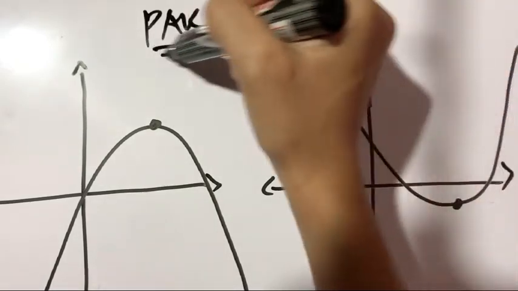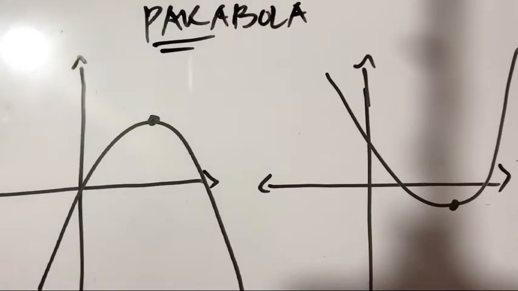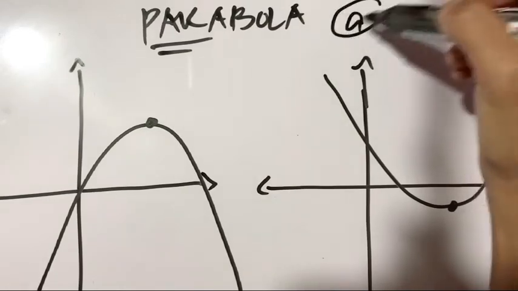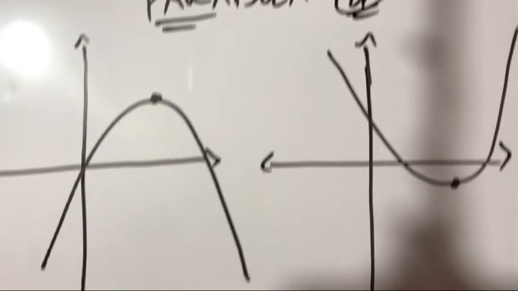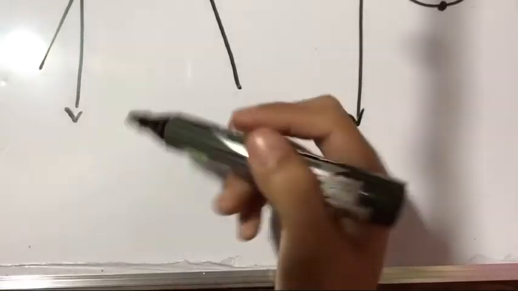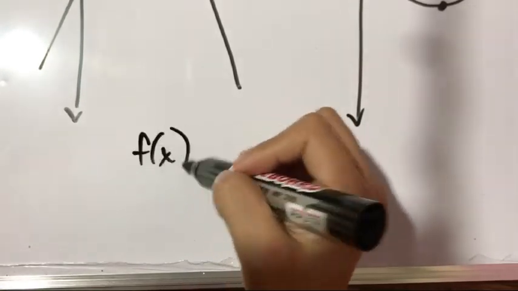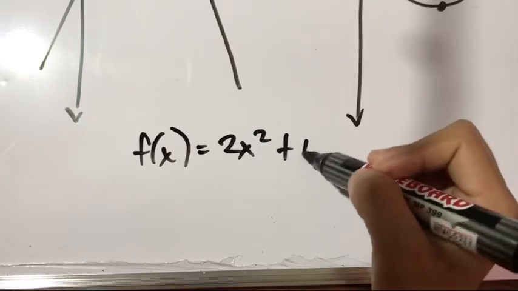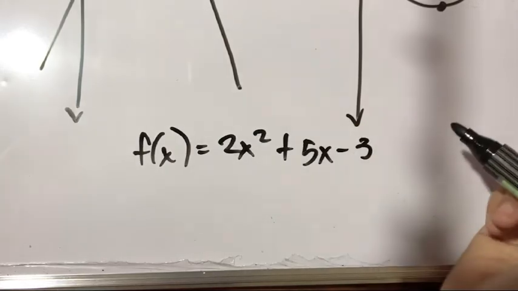So a parabola, this is what we call the graph of a quadratic function, and this may open downward or this may open upward depending on the value of a. Like for example, if we have here f of x is equal to 2x squared plus 5x minus 3.